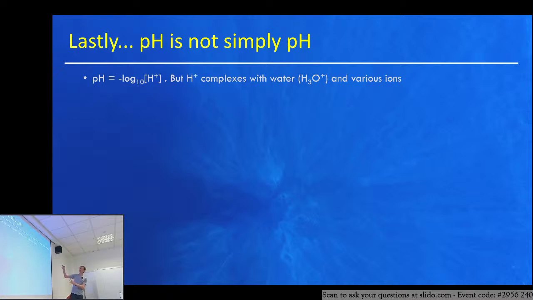And it's important to be aware that pH isn't always the same thing. Fundamentally, we define it as minus log to base 10 of the hydrogen ion concentration. But the problem is hydrogen ions form complexes with things in water, first of all with water itself, as the H3O+ ion, but also with various other ions. And the different pH scales come about partly because of how pH is calibrated, and also how it's actually defined.